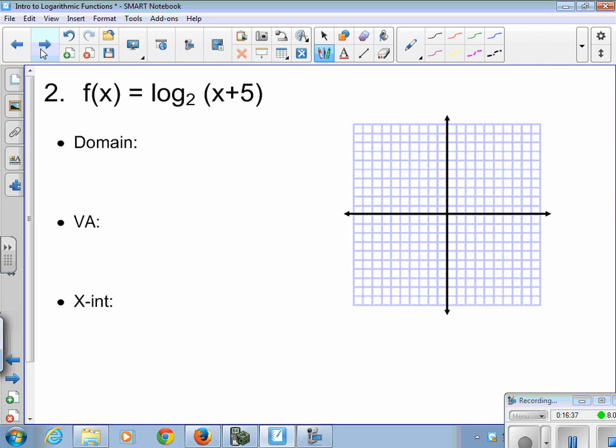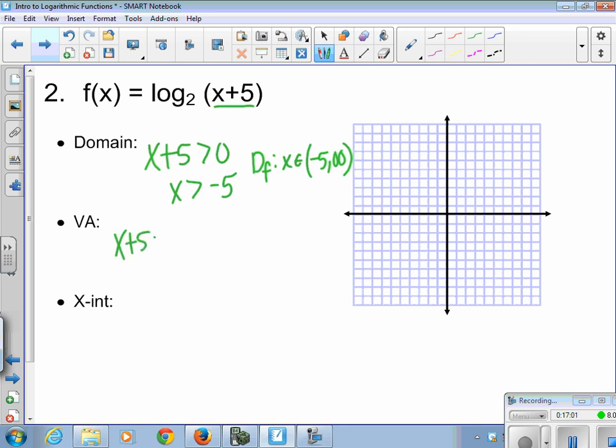Alright, let's see number 2, the domain. I don't want my inside to be negative or 0. So I want x plus 5 to be greater than 0. So x should be greater than negative 5. That means the domain is x has to belong to the set from negative 5 to positive infinity. The vertical asymptote is going to end up being, I set x plus 5 equal to 0, so x equals negative 5. So again, these numbers should match.